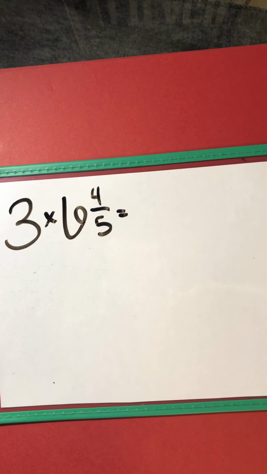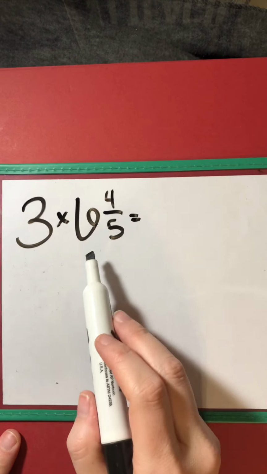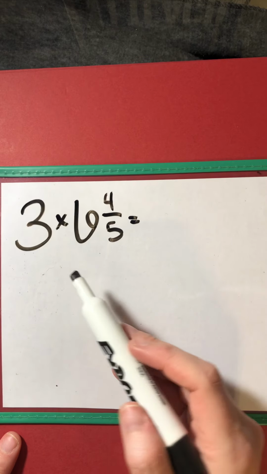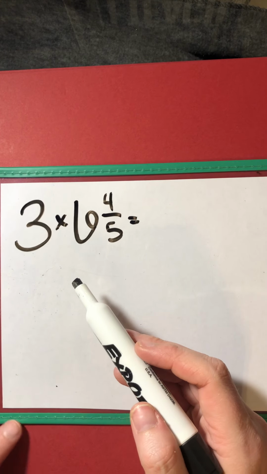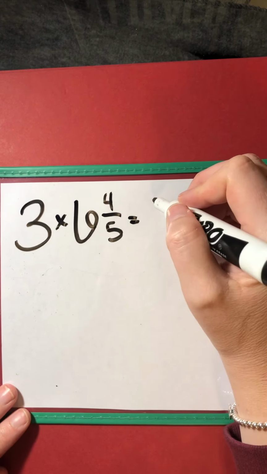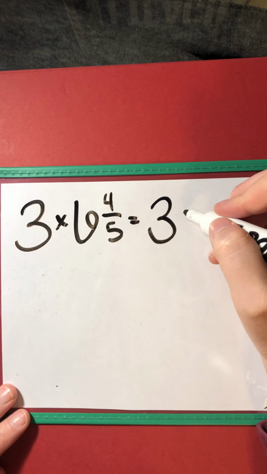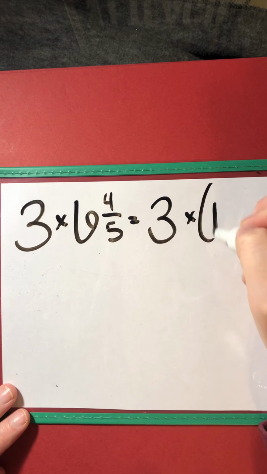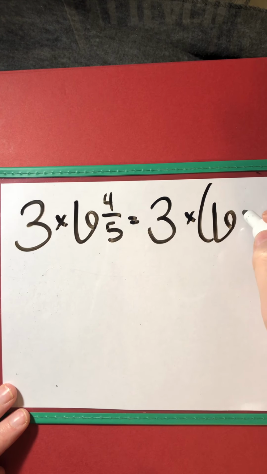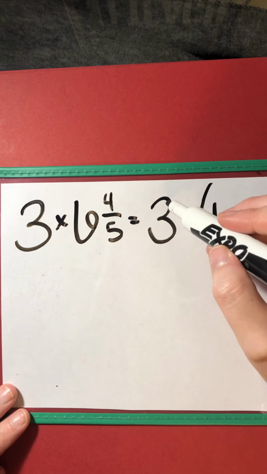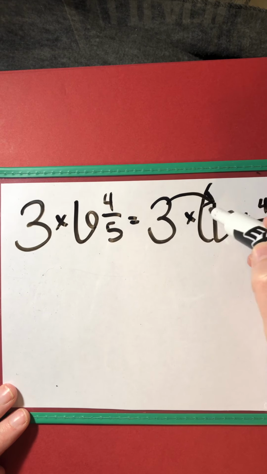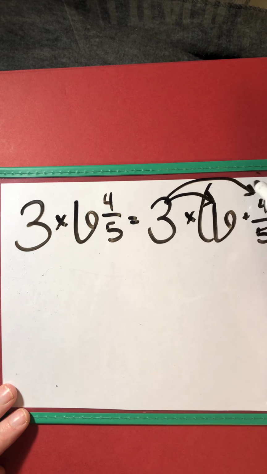Hi everyone. Today we're going to be multiplying a whole number by a mixed number using something called the distributive property. So ultimately what it's going to look like is this whole number 3 is going to be multiplied by the 6, and then it's going to be multiplied by the 4/5. Okay? This is how I always thought of it and it was helpful. I'm going to multiply these two, and then I'm going to multiply those two, and I'm going to add.